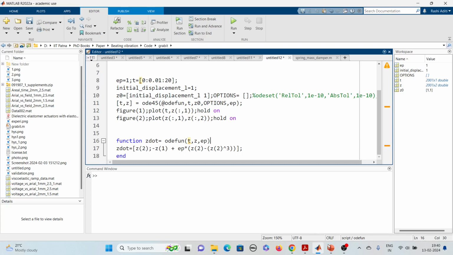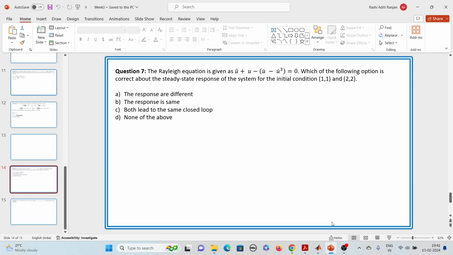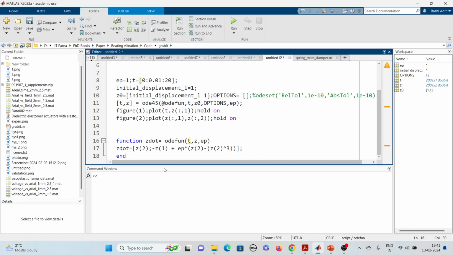So I have minus of Z1. If I bring all these terms on the right hand side, what is going to happen? It will have minus of u plus u dot, and minus of u cube. So here you can see plus of u dot and minus of u cube, and EP is divided by it. In the expression, EP is given as 1.